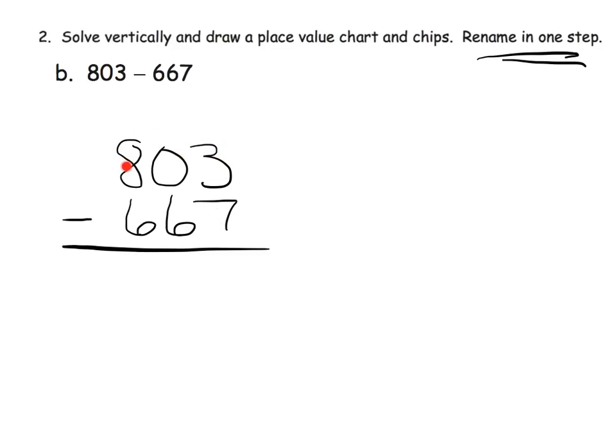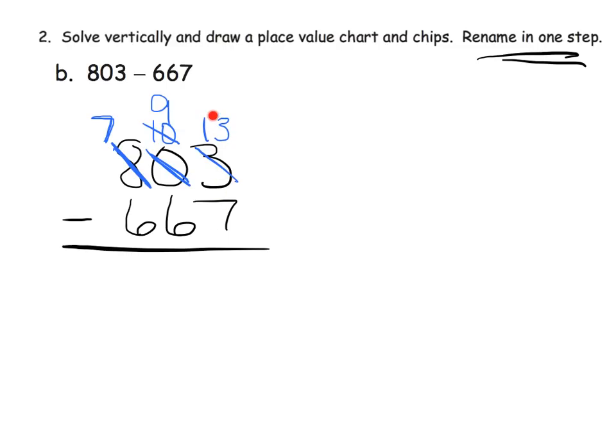So we're going to go all the way over to the hundreds column, unbundle one of those hundreds, so we're going to be left with 7 hundreds, and that gives us 10 tens. Then we can unbundle one of those tens, leaving us with 9 tens, and that gives us 10 ones, so now we have 13 ones all together. So there's our renaming that we were asked to do.